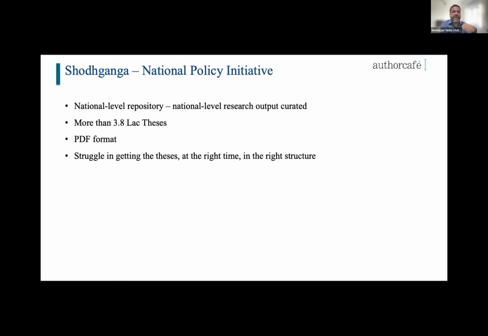And we at AuthorCafe are trying to play a very small role in supplementing this initiative, or in addressing some of these challenges in this context. So now in this journey, when we have been discussing with Shodganga, and working with them, and with Indian academic institutions and individual researchers as well, there are some specific benefits of ATDs which we have seen, and that is very much in line with what we saw Shodganga talking about.